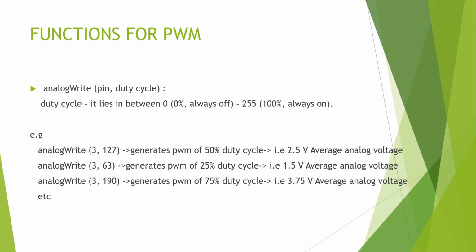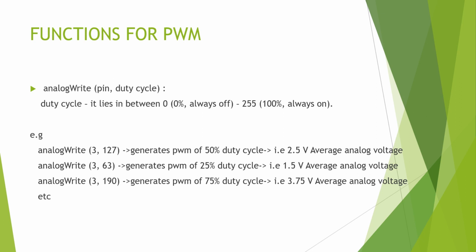As I told you, for each and every topic we have ready-made functions. We need to understand that function, only then we can utilize it. We have the function called analogWrite. In the previous lecture I covered analogRead, but now we have analogWrite, and you need to supply two parameters: on which pin number, and that pin number must be related to PWM, and second, what duty cycle you want. This is important.